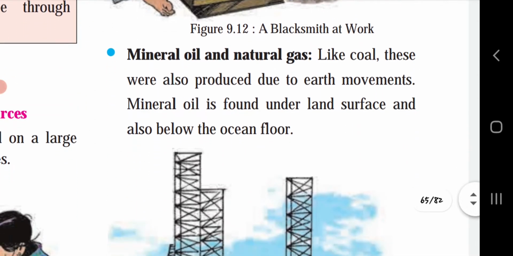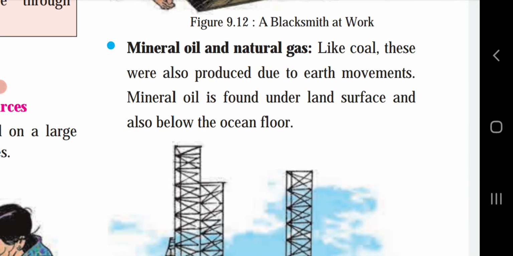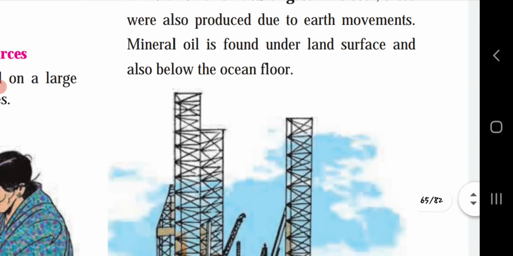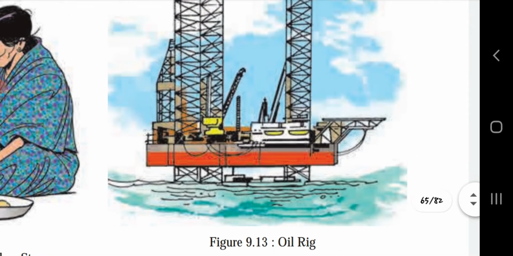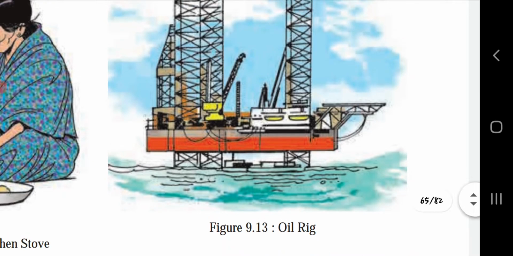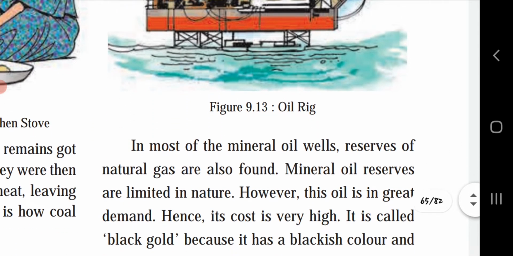Mineral oil and natural gas. Like coal, these were also produced due to earth movements. Mineral oil is found under the land surface and also below the ocean floor. So mineral oil and natural gas are found on land and also under the ocean floor. So these are the two resources being collected, mineral oil and natural gas. Oil rig, you can see from the ocean they are collecting oil.